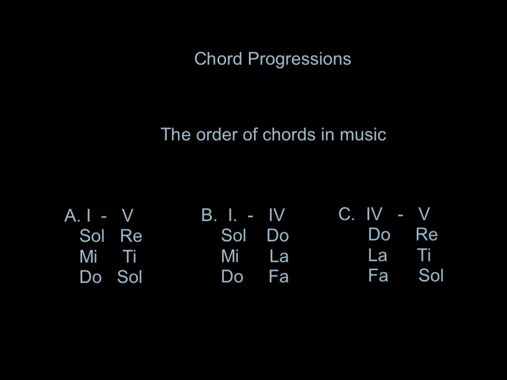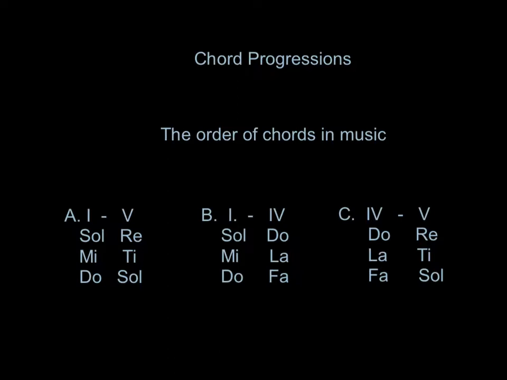Then I'll come back to the second chord. So each of these will end up having 3 chords, even though there's only 2 listed. I'll go through the first chord, to the second chord, and then back to the first chord. So that was A, our 1-5. 1, 5, and then back to 1.